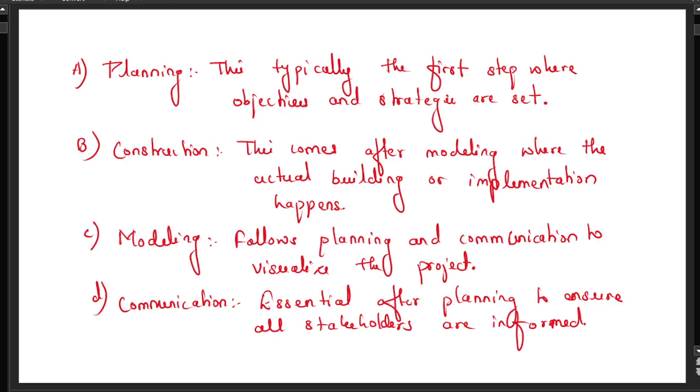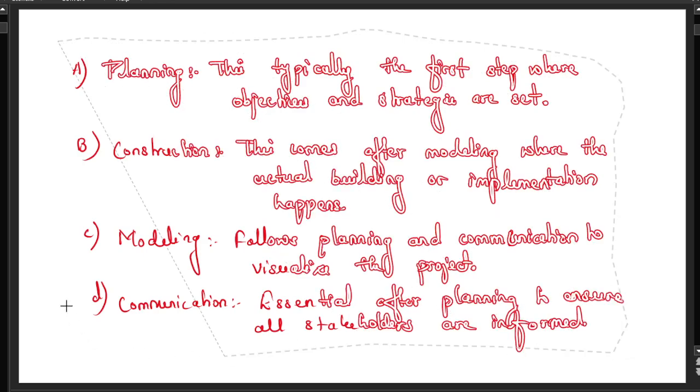Now the last is deployment. So let's see what deployment is.